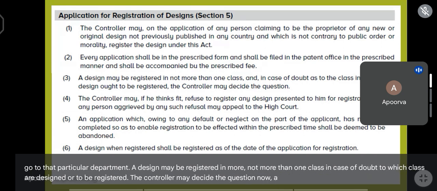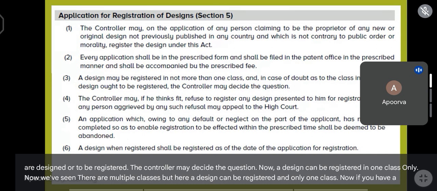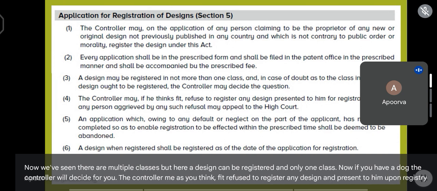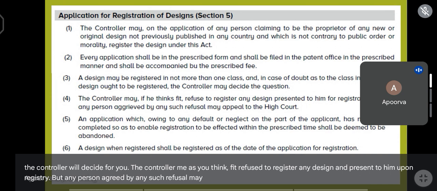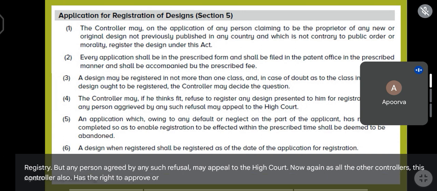Now, a design can be registered in one class only. Now, we've seen there are multiple classes, but here a design can be registered in only one class. Now, if you have a doubt, the controller will decide for you. The controller may, as he thinks fit, refuse to register any design presented to him for registry, but any person aggrieved by any such refusal may appeal to the High Court. Now, again, as all the other controllers, this controller also has a right to approve or reject any particular design. So if he feels that it is not accepted, he can reject it.